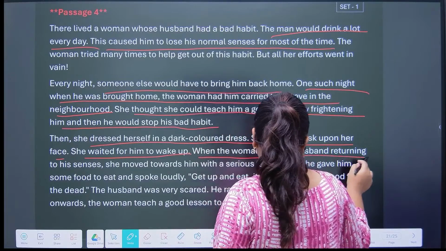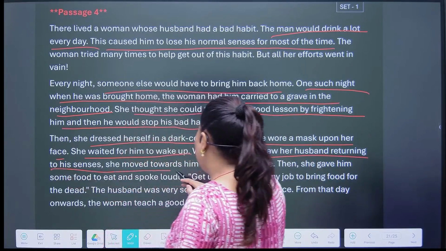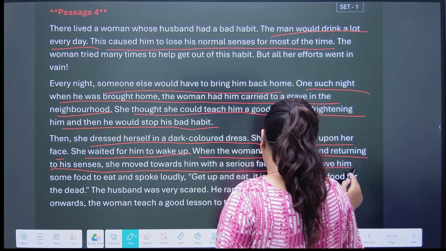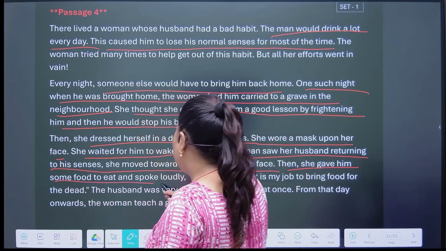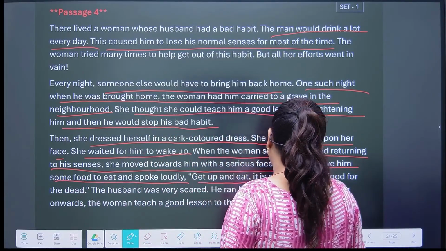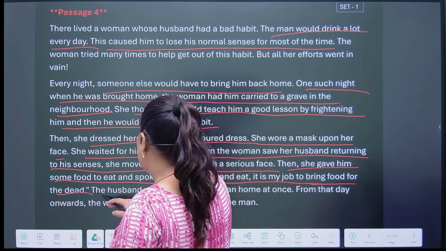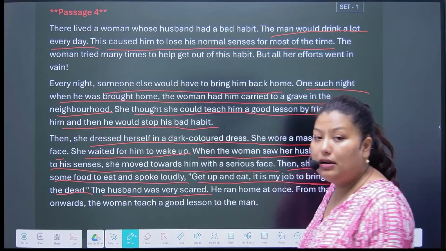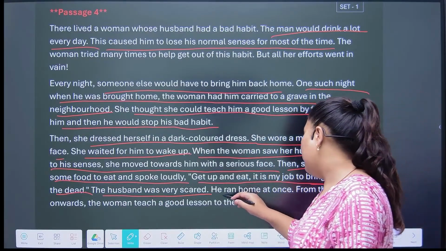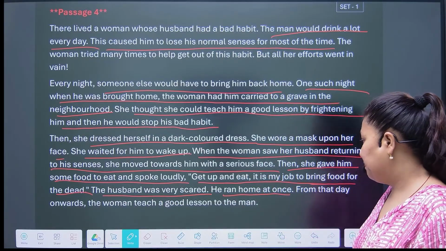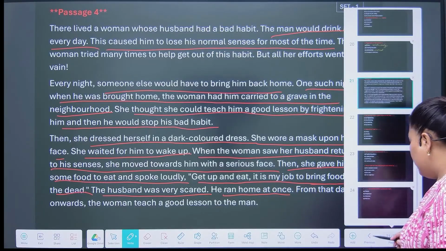When the woman saw her husband returning to his senses, she moved towards him with a serious face. Then she gave him some food to eat and spoke loudly, "Get up and eat it. Eat. It is my job to bring food for the dead." The husband was very scared after listening to those words, and he ran home at once.